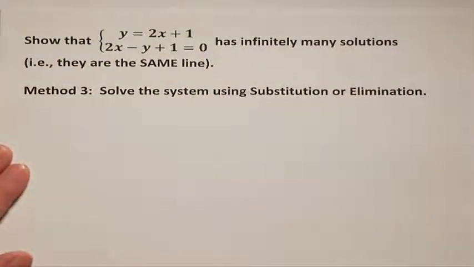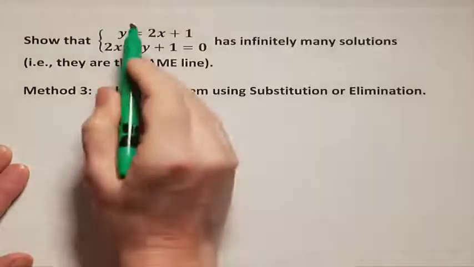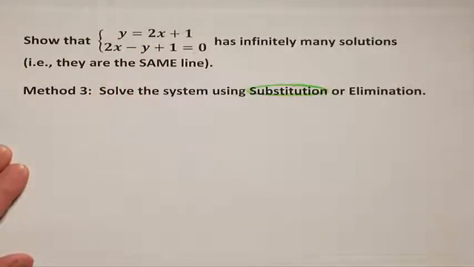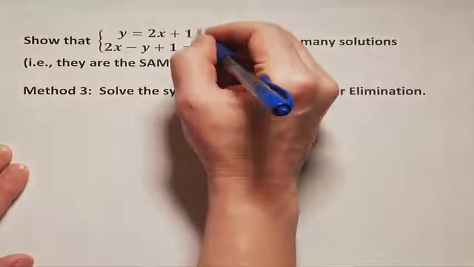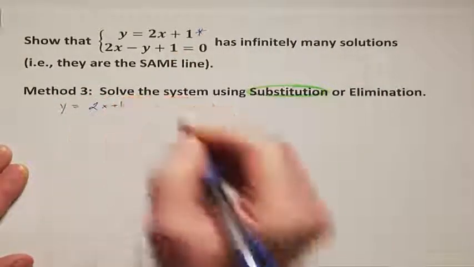Now what if you were asked to solve the same exact system of equations, but this time your teacher did not tell you anything. They asked you to solve it by either substitution or elimination. What would your answer look like then? So since I have a variable equals, I know that substitution is going to be the easiest method to go. So I'm going to pick that one to start with. So y is supposed to equal 2x plus 1.